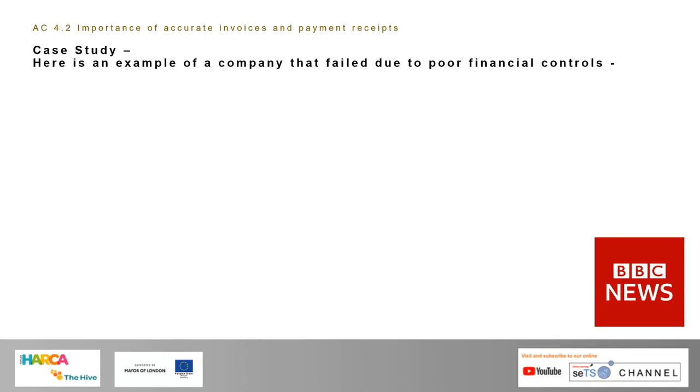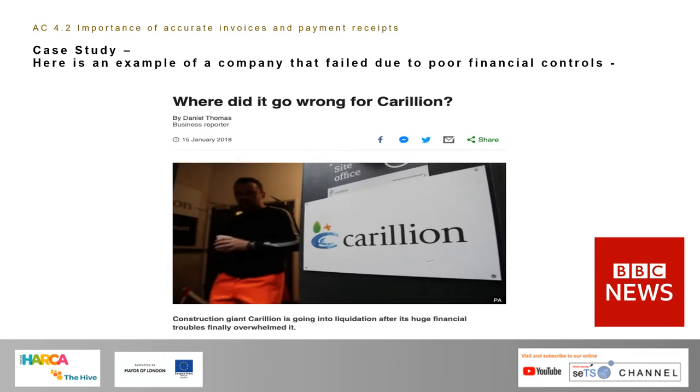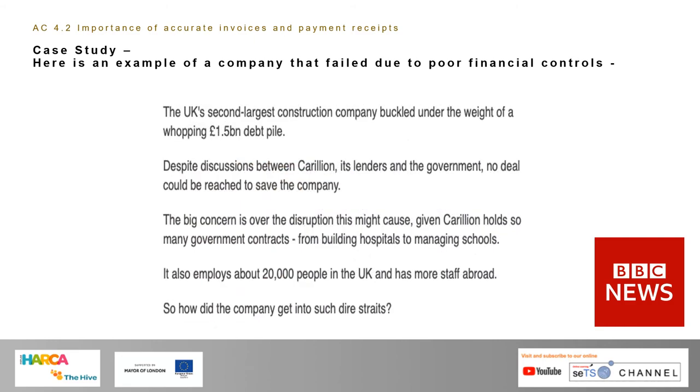Here is an example of a company that failed due to poor financial controls. The BBC reported in 2018, where did it go wrong for Carillion? Construction giant Carillion is going into liquidation after its huge financial troubles finally overwhelmed it. The UK's second largest construction company buckled under the weight of a whopping £1.5 billion debt pile. Despite discussions between Carillion, its lenders and the government, no deal could be reached to save the company. The big concern is over the disruption that this might cause, given Carillion holds so many government contracts, from building hospitals to managing schools. It also employs about 20,000 people in the UK and has more staff abroad. So how did the company get into such dire straits?